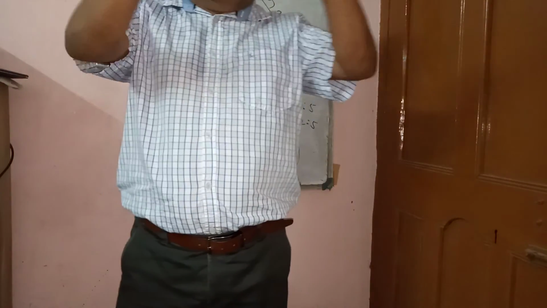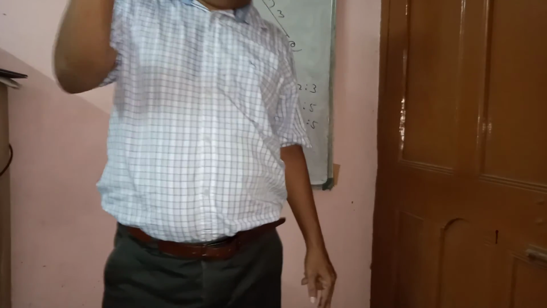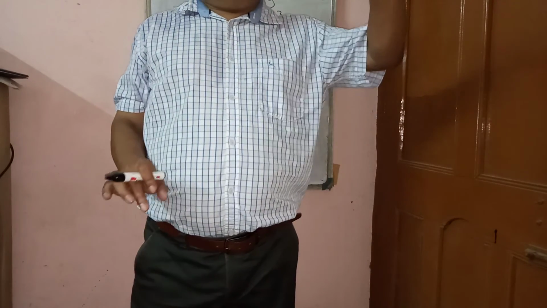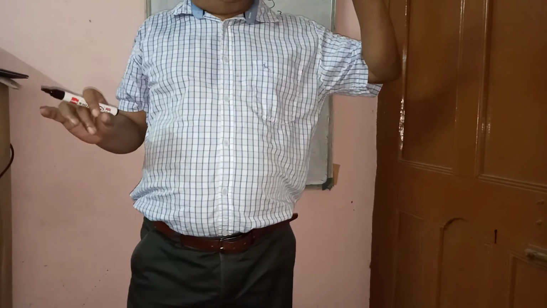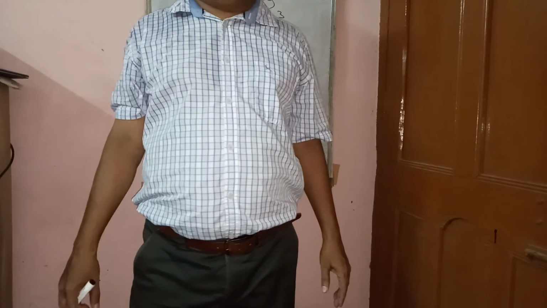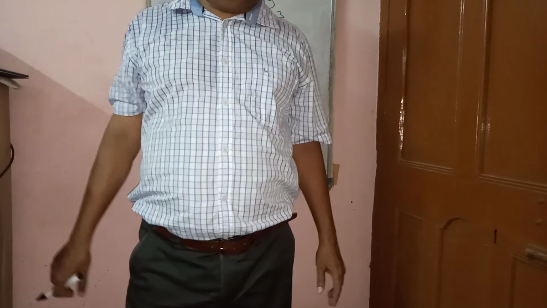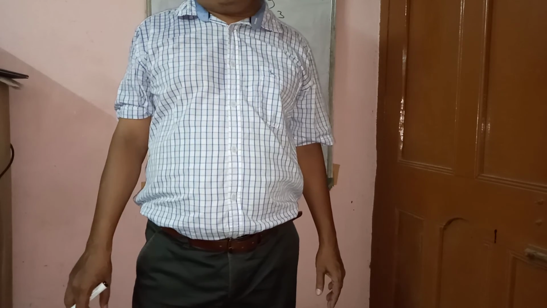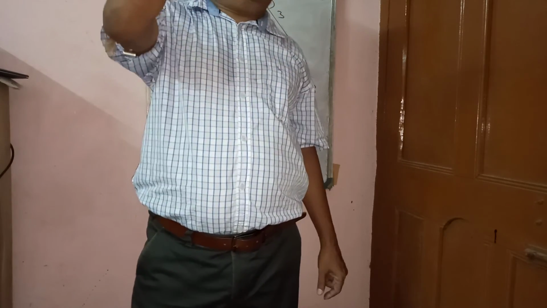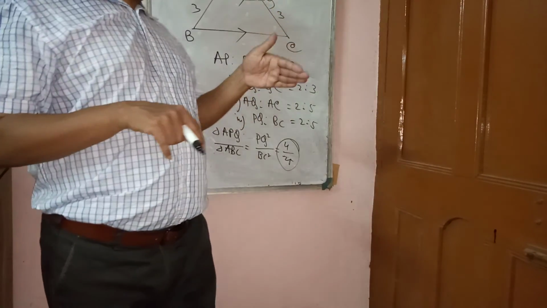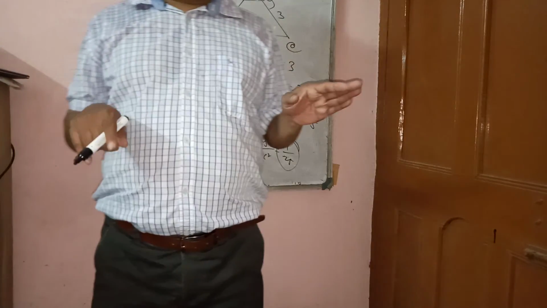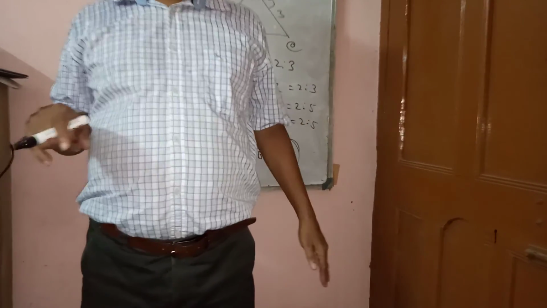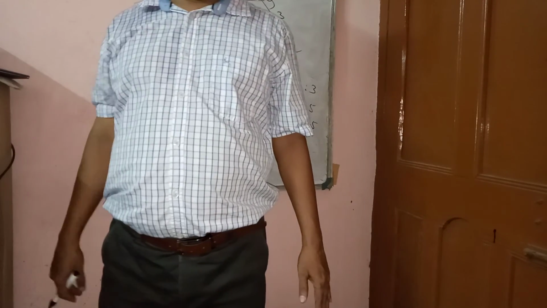And suppose one triangle is given and a parallel to one side is given, then the ratio parts are always equal. Suppose triangle ABC is given, PQ parallel to BC is given, then we can say AP to PB equals AQ to QC, or AP to AB equals AQ to AC equals PQ to BC, like that.